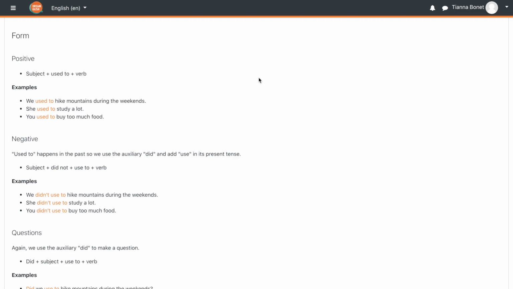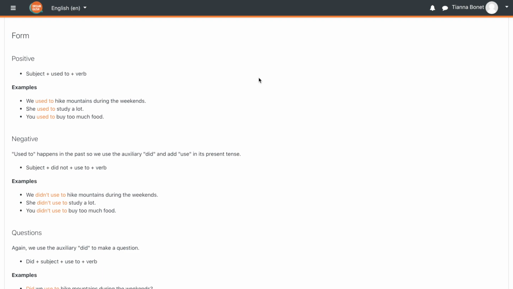Let's look at the form. For a positive sentence, we start with subject plus used to plus verb. Some examples: we used to hike mountains during the weekends. She used to study a lot. You used to buy too much food.